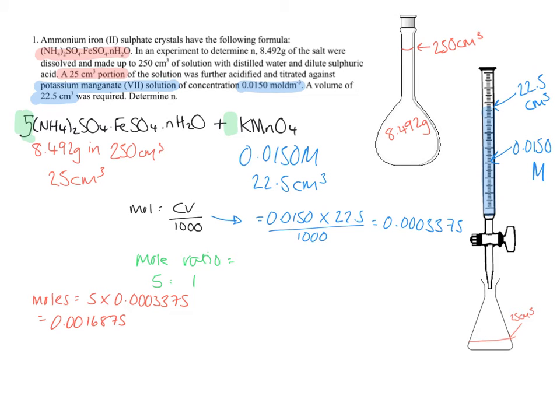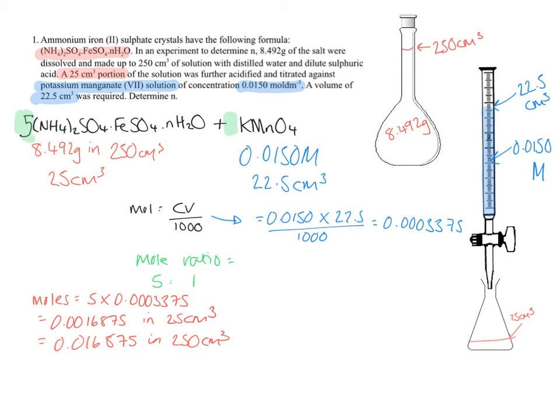So if we want to work out anything to do with the original solution, which we have the mass and the volume for, then we need to scale these moles up and find out how many moles were in the original solution. So the sample that we used in the titration was 1/10 of the entire stock solution that we've got up here. So if we multiply this through by 10, this number of moles that's in here will become the number of moles in 250 centimetres cubed. So we can just times this number by 10.